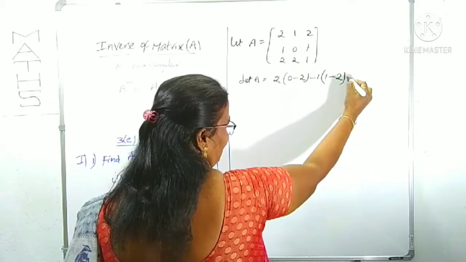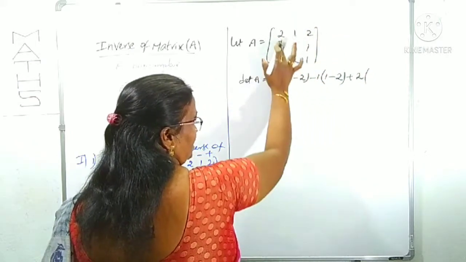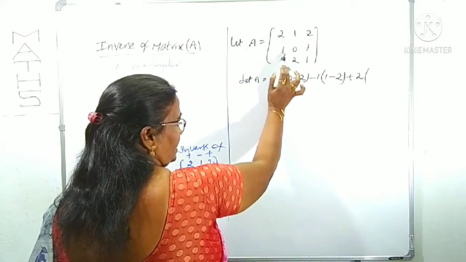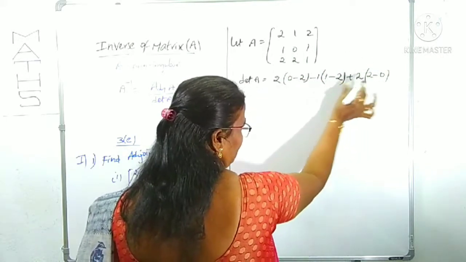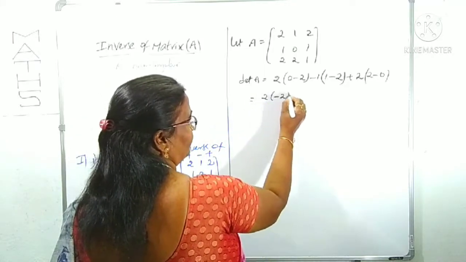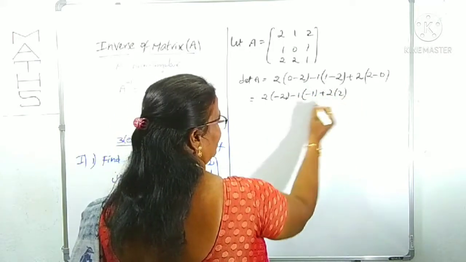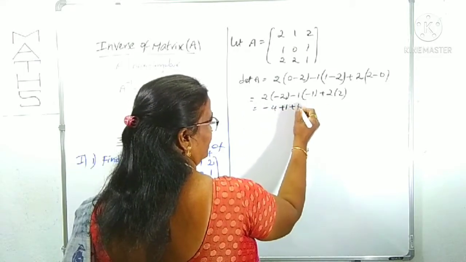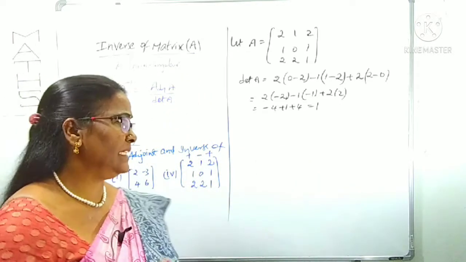Next, plus 2 for this one. We close its row and column. What is left over is 1, 0, 2, 2. Its determinant is 1 into 2, 2, minus 2 into 0, 0. Each of these is a 2 by 2 determinant. Notice the value: 2 into minus 2, minus 1 into 1 minus 2 is minus 1, plus 2 into 2. This value is minus 4 plus 1 plus 4. Minus 4 plus 4 cancels, so it is 1. Det A, I got it.